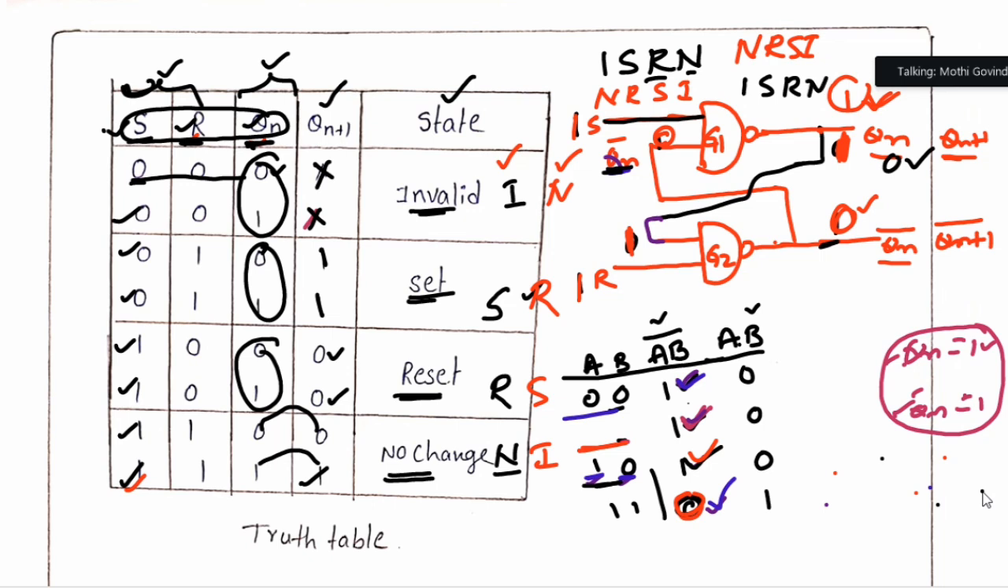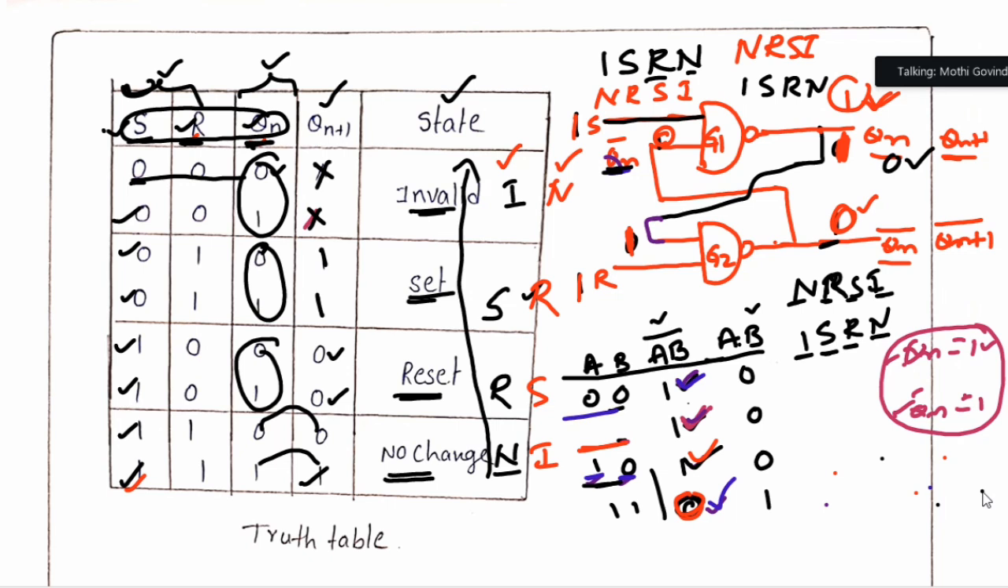ISRN. This is the reverse you should take, or you can take it from bottom to top. So this is about the SR latch using a NAND gate. Simple. The SR latch using NOR is NRSI, and using NAND it is the reverse, ISRN. No change state, reset state, set state, invalid state. Invalid state, set state, reset state, no change state.